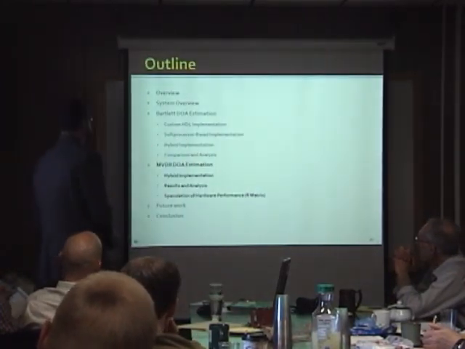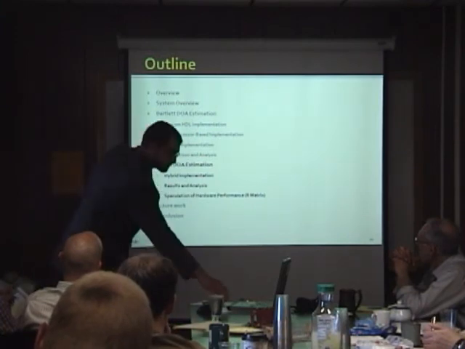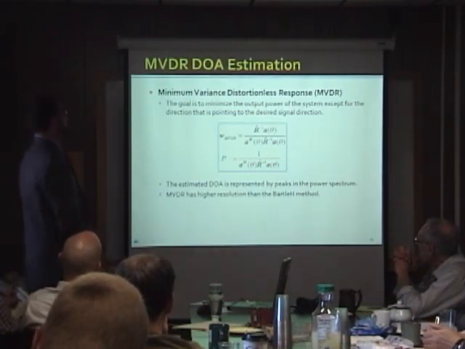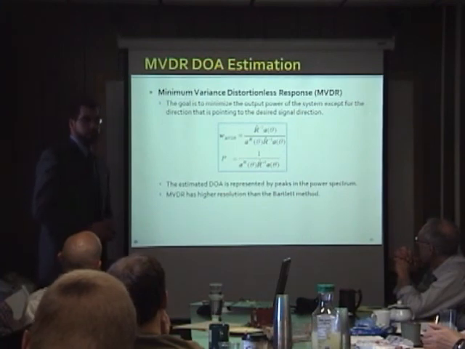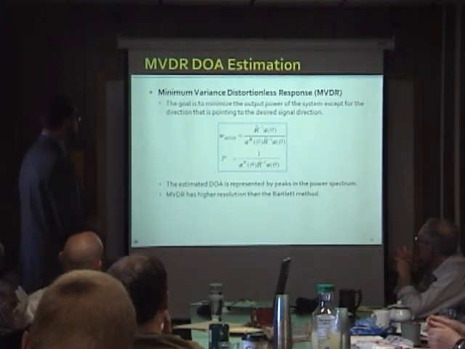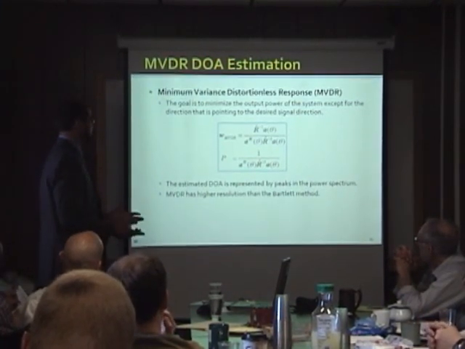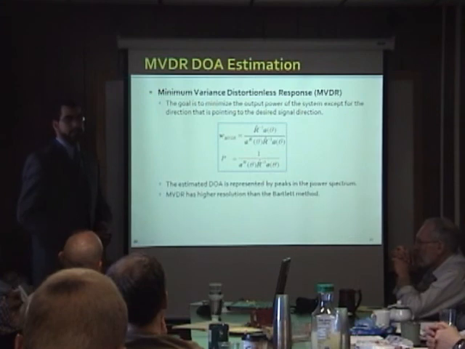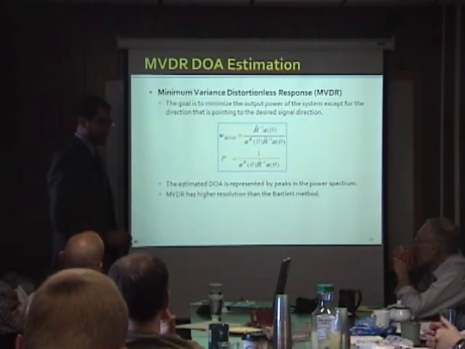So now I'm going to talk about the MVDR DOA estimation. In here, MVDR stands for Minimum Variance Distortionless Response. Here the goal is to minimize the output power of the system except in the direction of the desired signal. And then the estimated DOA is represented by peaks in the power spectrum. And MVDR has way higher resolution than the Bartlett method.